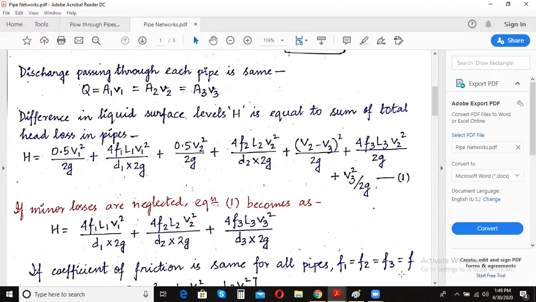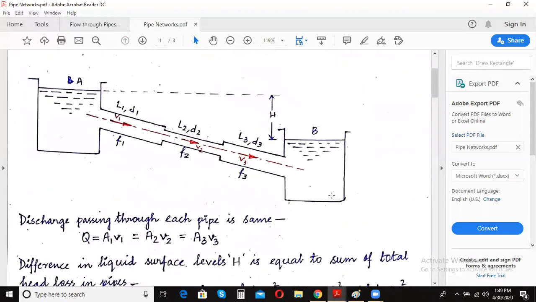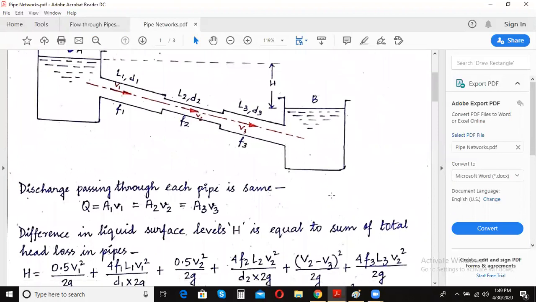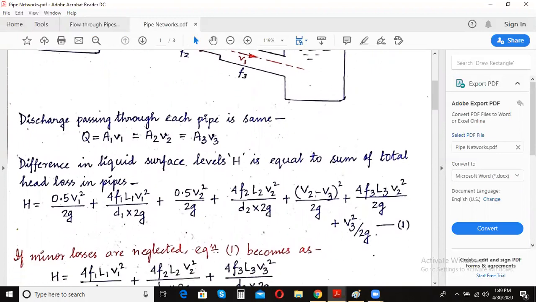Then we have the minor head loss due to sudden expansion. And then we have the major head loss due to friction in the third pipe. And again, we have the minor head loss when water is exiting the pipe, right? So this is how you have to calculate the total head loss.